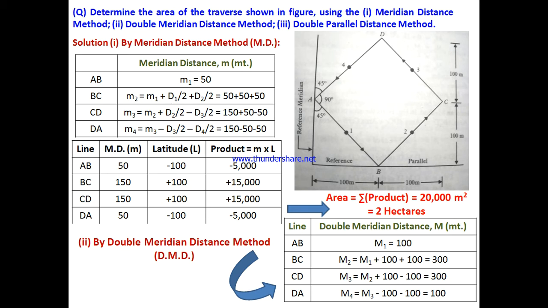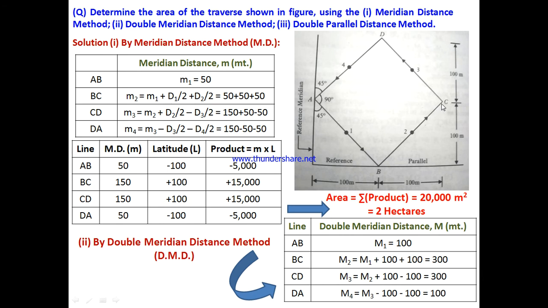So latitude for line AB will be, as you can see, 100, but if the reference line is going from here, then this particular AB is coming down, or I can say it is coming towards the south pole, so we can say that it is considered as negative. Now for BC, the value of latitude is going towards the north direction, so I have to take positive sign for this particular case, so plus 100.